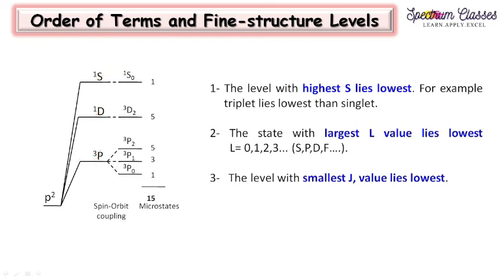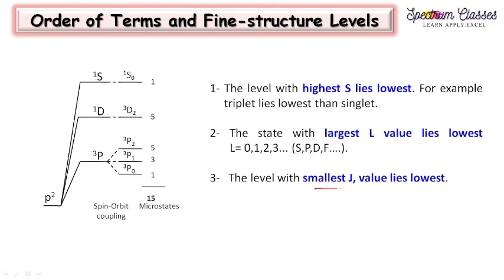Second, coming to the largest value of L. First we decide the multiplicity. The largest L value lies lowest. So if we are having the same multiplicity, then the term which is having the higher value of L will lie lowest. So here this is applicable. So 3P is the lowest one, then 1D is the next.